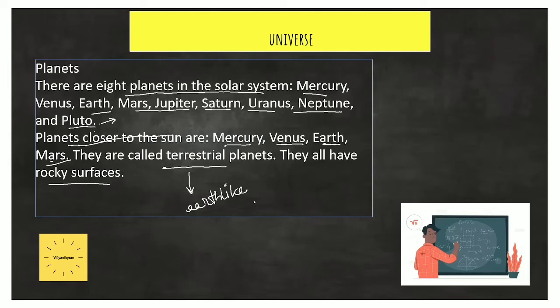Why? Because they are Earth-like. Okay. And they all have rocky surfaces. This is common between them. And the 4 planets which are closer to the sun are Mercury, Venus, Earth, Mars.